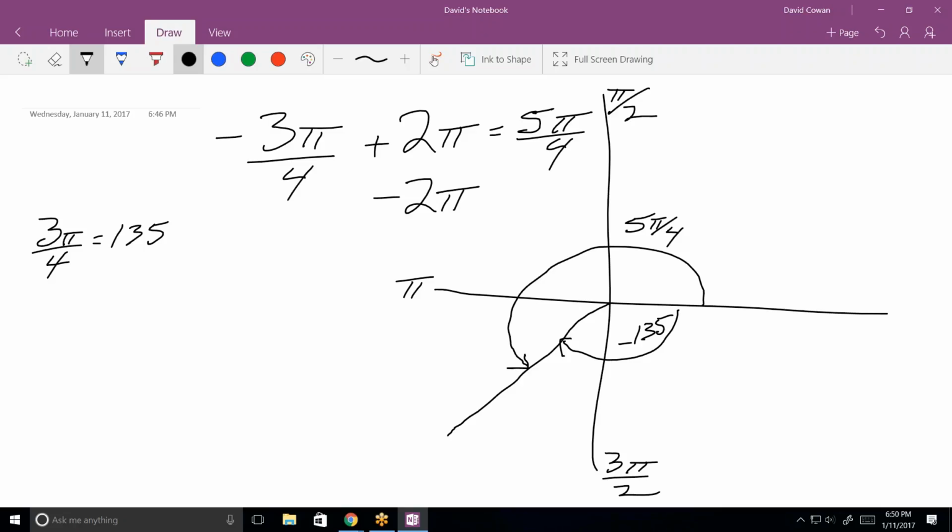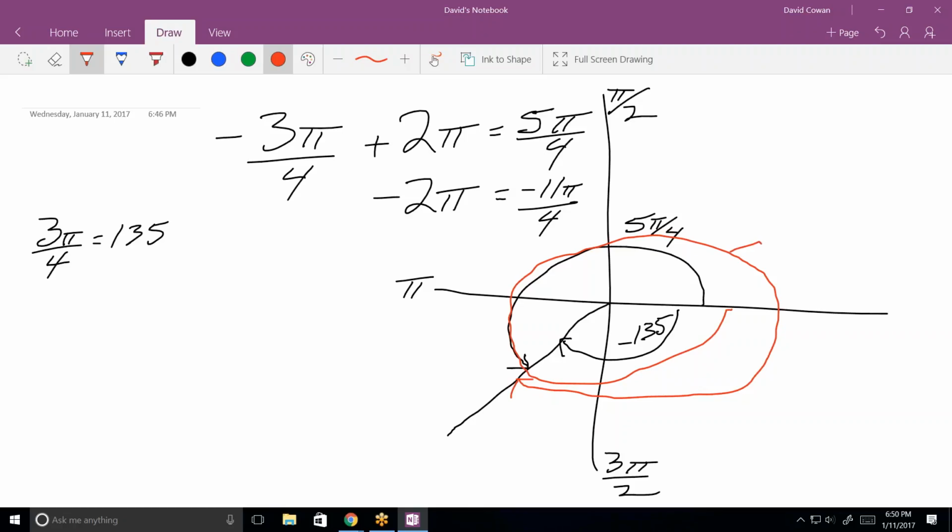Now if I do the other one, I got minus 8 pi over 4, so I got minus 11 pi over 4. Minus 3 minus 8 is minus 11. And what this one's going to be is, since it's a minus, I got to go clockwise. And I go a full 2 pi plus another 3 pi over 4 to get there.